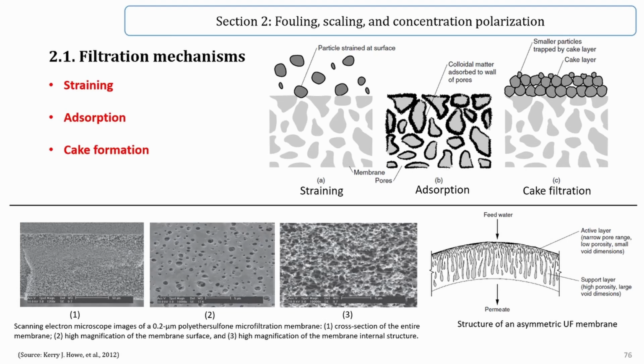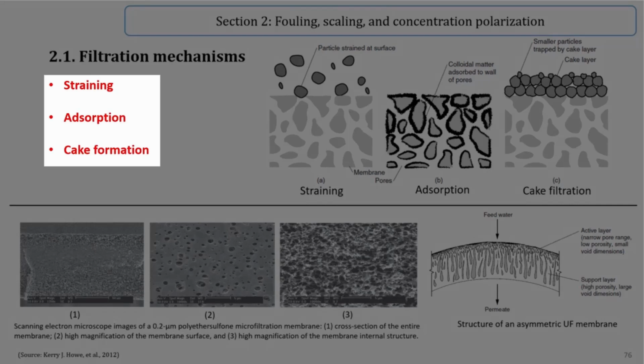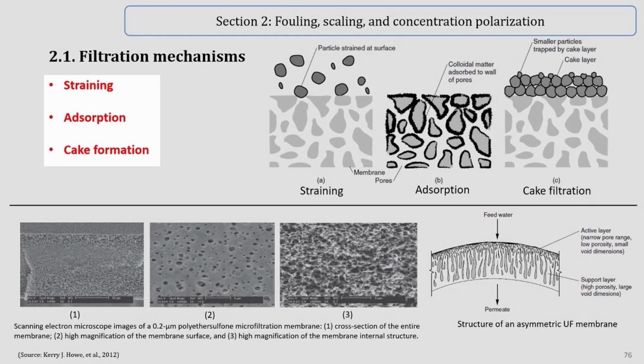Filtration mechanisms. If you remember, in the first section, I said membranes are divided into two parts: membrane filtration and membrane desalination. Membrane filtration includes microfiltration and ultrafiltration, and I'm going to explain filtration mechanisms in these membranes. Filtration mechanisms in microfiltration and ultrafiltration include straining, adsorption, and cake formation. These removal mechanisms are depicted in this figure.